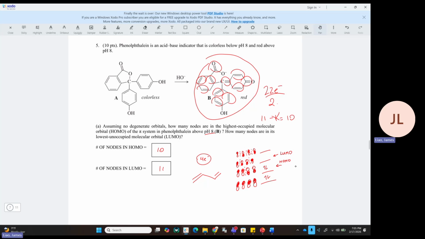Again, if you're still a little bit flustered about how I got those numbers, try drawing a total of 22 molecular orbitals, and that will explain pretty much every way possible that there are that many nodes, that it's the highest you can go up to, and the lowest you could be unoccupied. Okay.